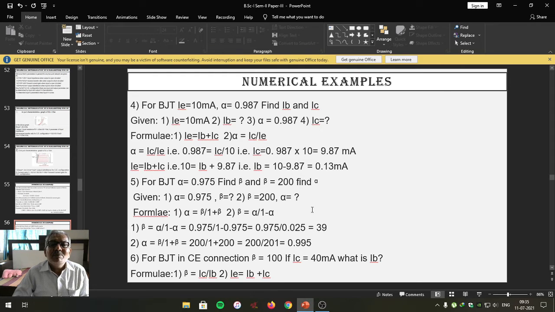But naturally you have to remember the relation between alpha and beta. In first case, the formula to be used is beta is equal to alpha upon 1 minus alpha. And in second case, you have to use the formula that is alpha is equal to beta upon 1 plus beta. So to calculate beta first, beta is equal to alpha upon 1 minus alpha. Alpha is 0.975. Put it 0.975 upon 1 minus 0.975. Perform the subtraction in the denominator so as to get 0.975 upon 0.025.